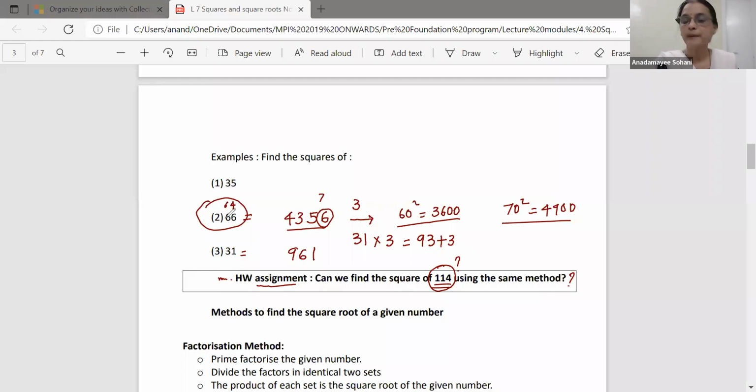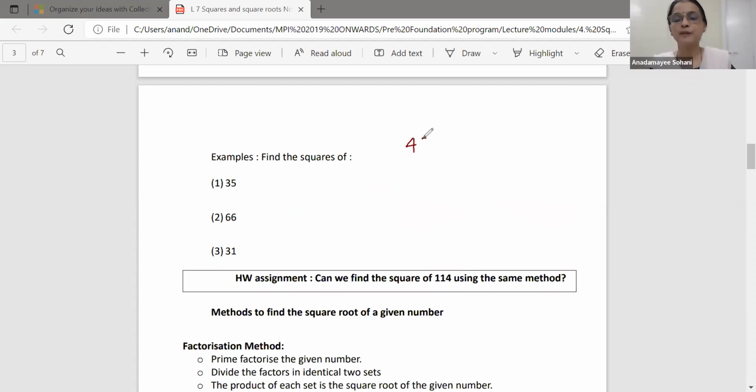Now, just like we found squares, we can find the square roots also. Suppose now let us take the same number 4356. Now I know that this is a square of 66. How will I come to 66 using this? There are two methods. One method is I will do the prime factorization of 4356, meaning I will find the factors of 4356.